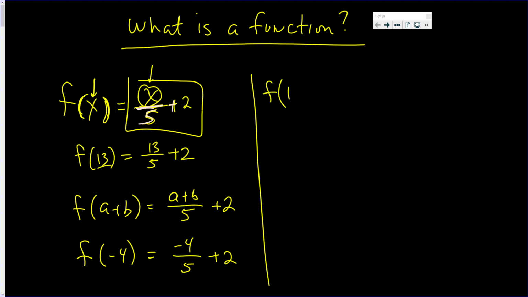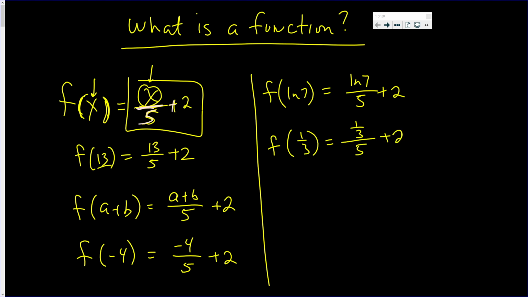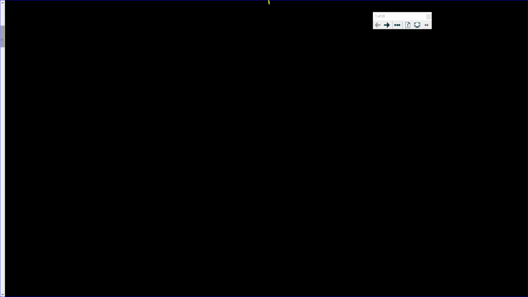f of anything, f of ln of 7. The rule says take what's in the brackets, divide it by 5, and add 2 to it. What's f of 1/3? The rule is I take what's in the brackets, I denote that I'm dividing it by 5, and I'm adding 2 to it. Know in words what the function is doing.